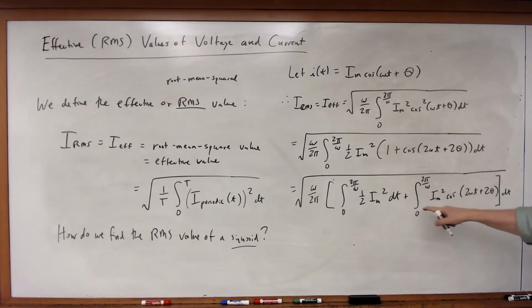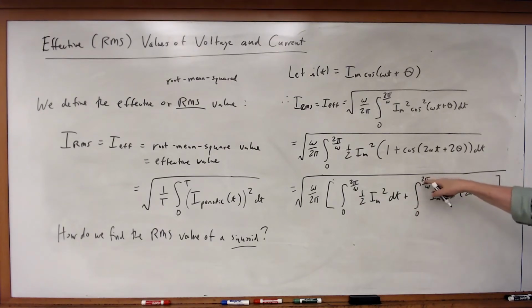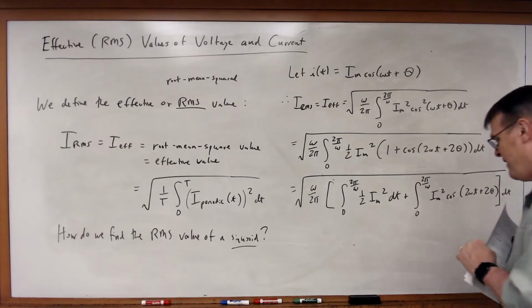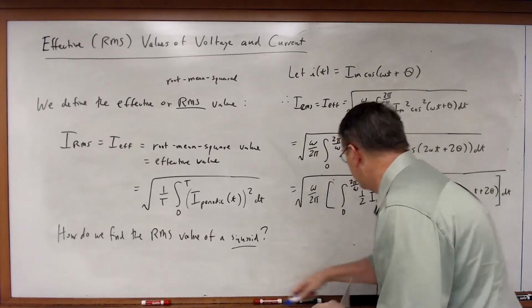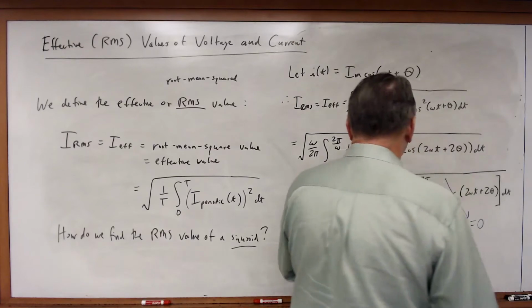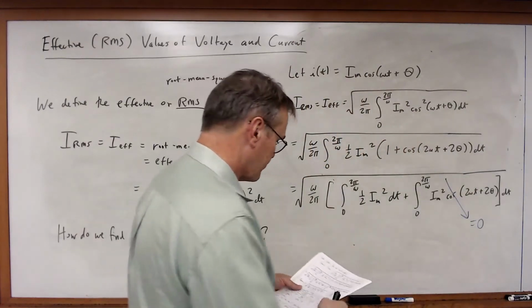And what do you know? Once again, I'm integrating over a period for cosine 2 omega t. And what did we see before when we did that? The area under the curve must be equal to 0. Therefore, that portion of the integral is equal to 0. So all we really have left is this piece.